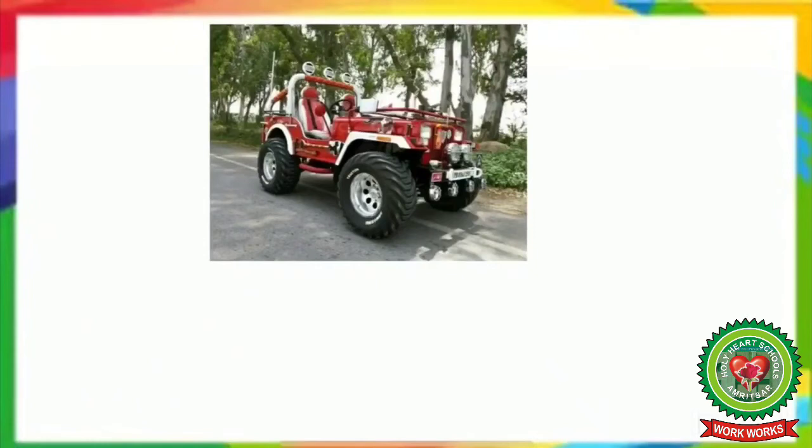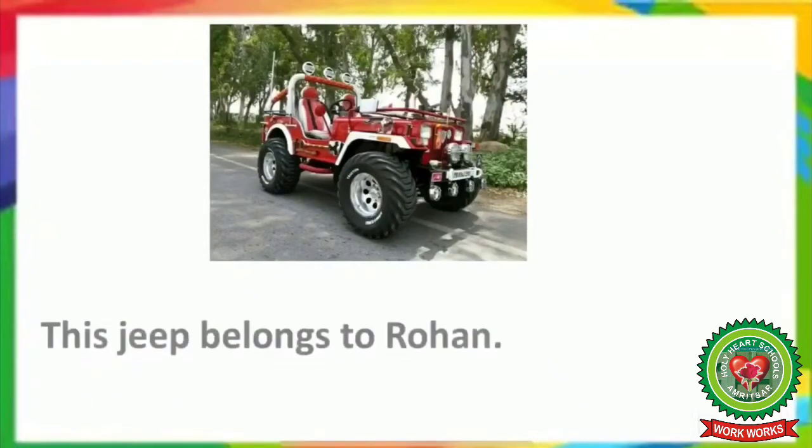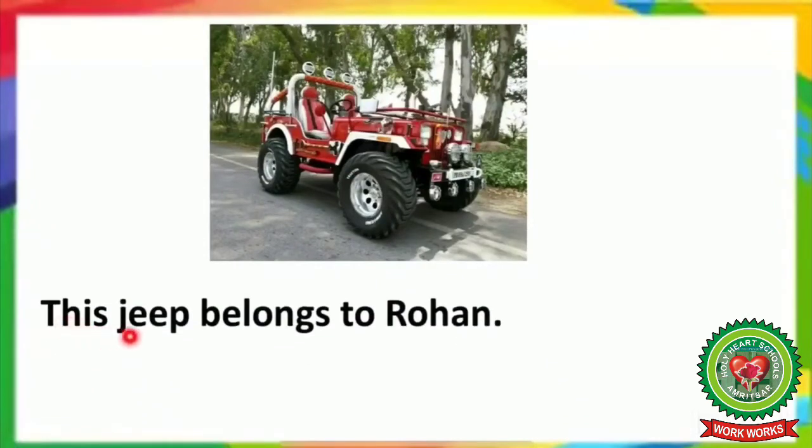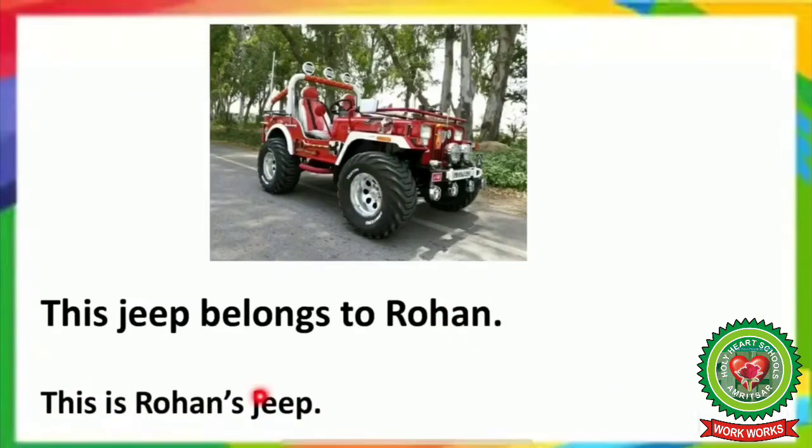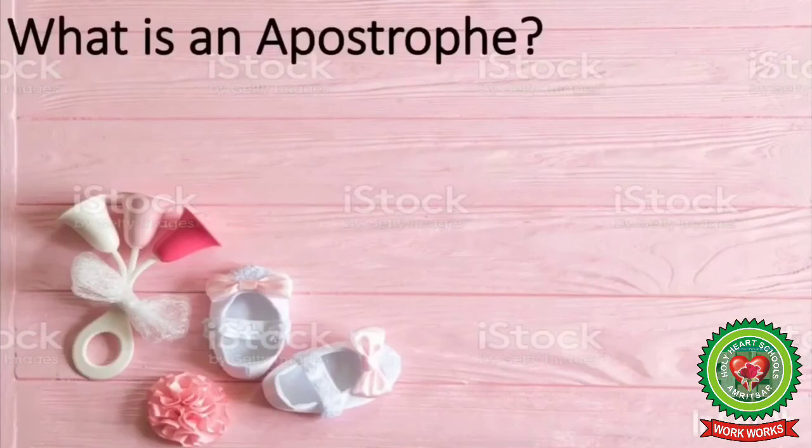Look at the next example. This jeep belongs to Rohan. Here students, we are talking about the jeep that shows possession towards Rohan. Rohan is a singular noun, so with Rohan we will add apostrophe s. Students, every time it is very difficult to say "belongs to", so you can write in this way also: this is Rohan's jeep. Now students, what is an apostrophe?